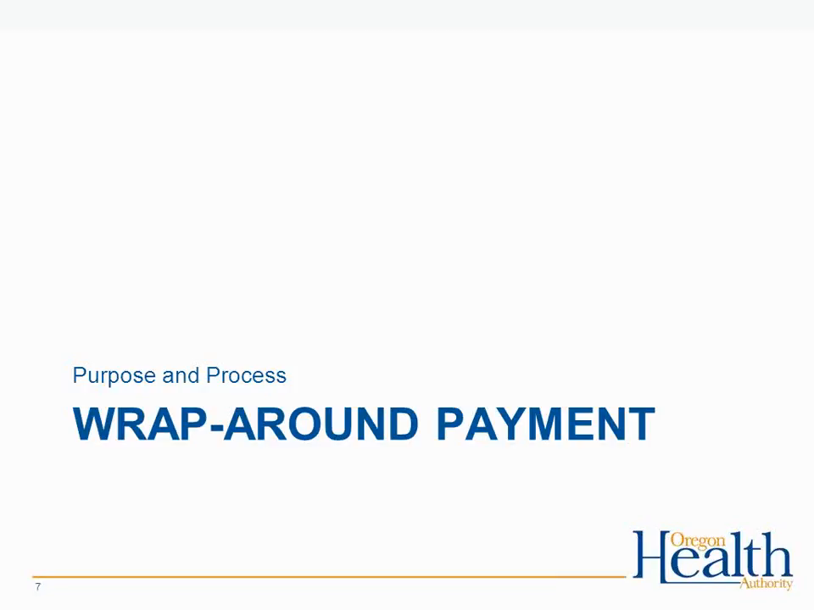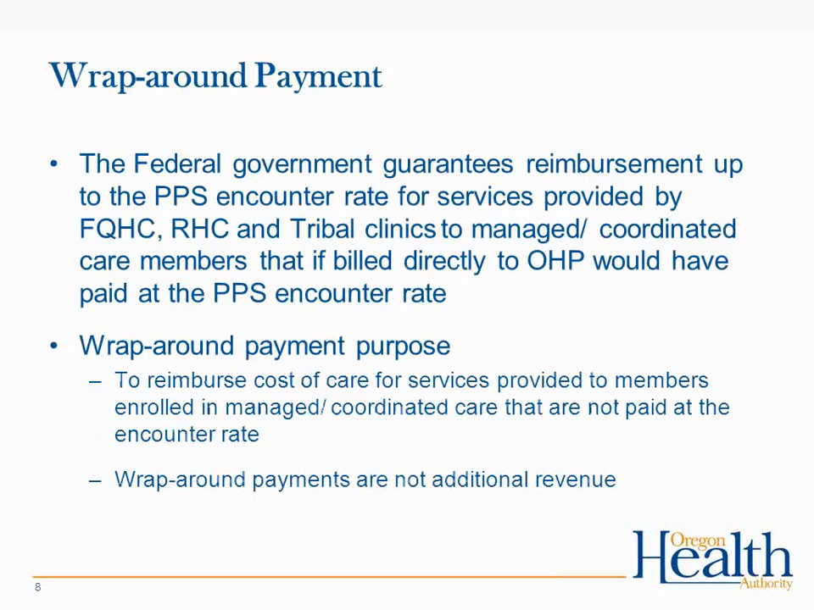All right, so let's talk about the wraparound payments. So regarding the wraparound payment, the federal government guarantees that clinics can be reimbursed up to the PPS encounter rate when serving managed and coordinated care members, that if you were to bill directly to OHP, those claims would have paid at the PPS encounter rate.